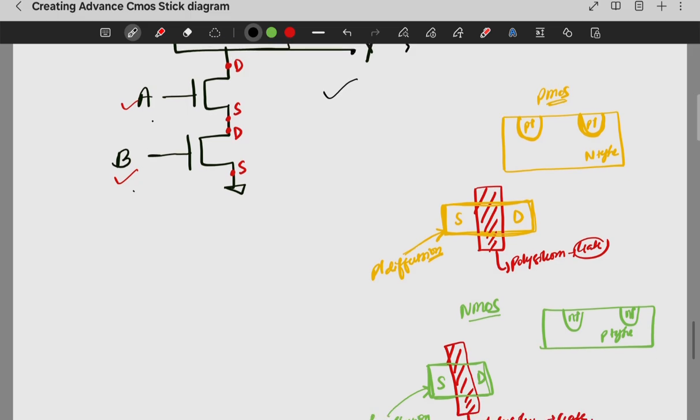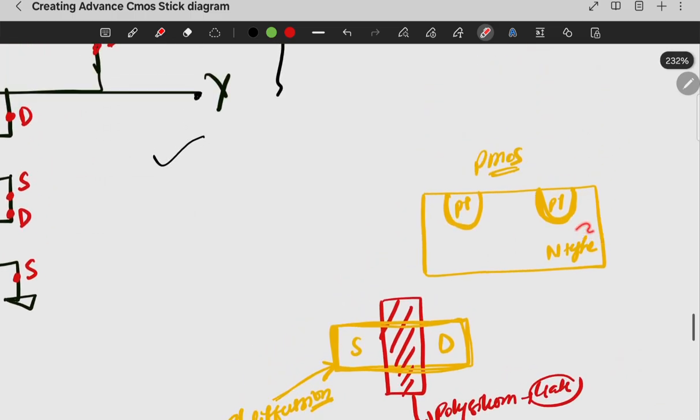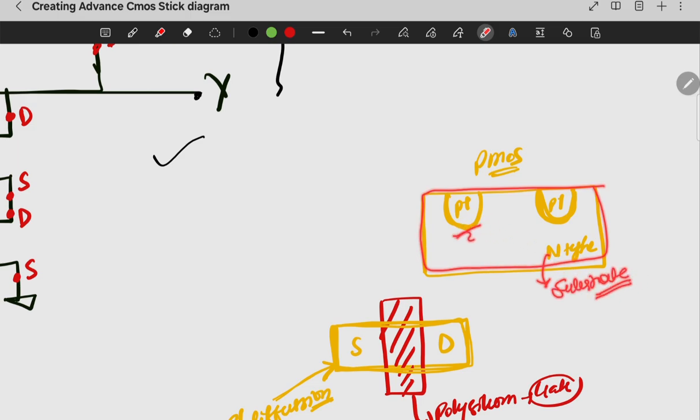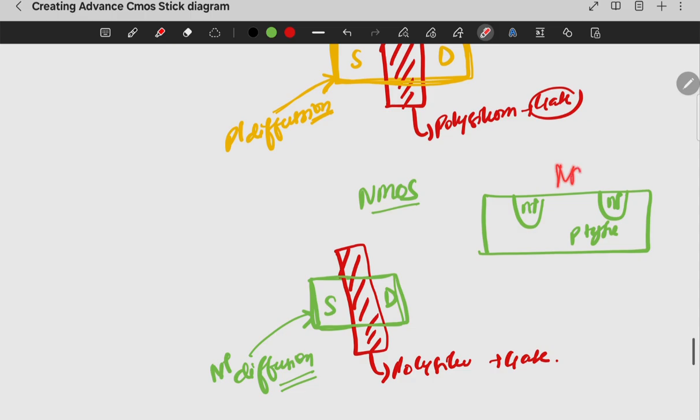Now coming to the conceptual part, I would like to highlight the structure of the PMOS. For the PMOS we use an n-type substrate. This is my n-type substrate, and in the n-type substrate we do p plus diffusion to create PMOS. Unlike in NMOS, we have a p-type substrate and we do n plus diffusion.